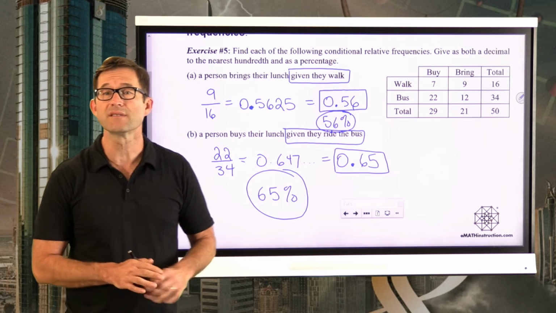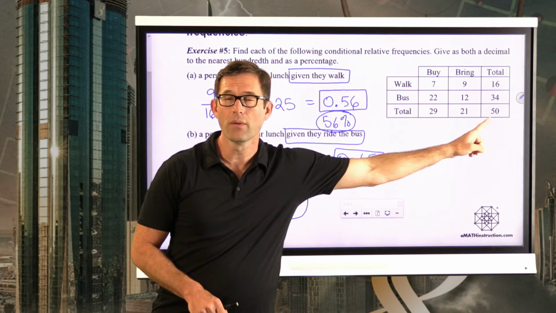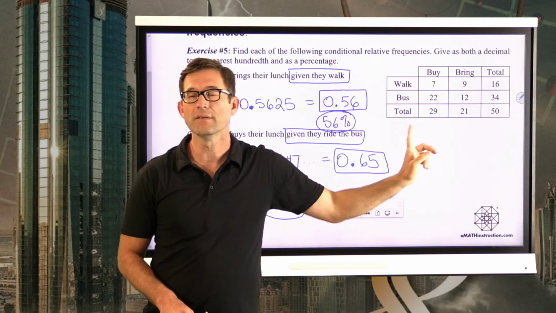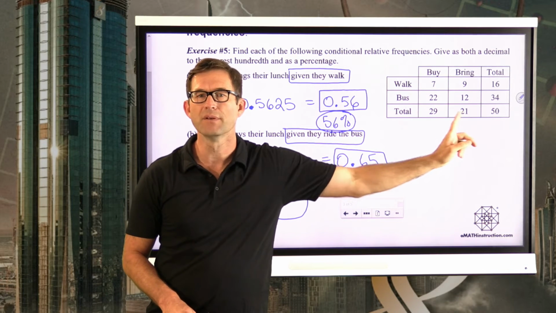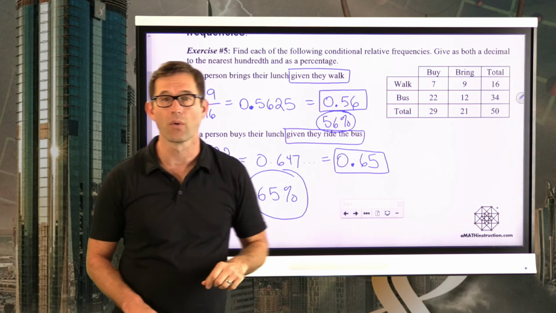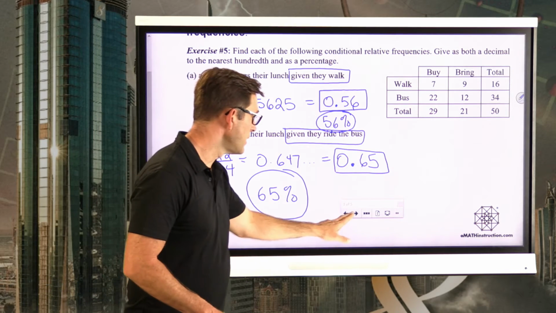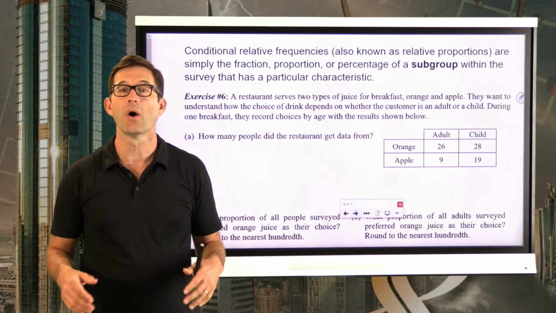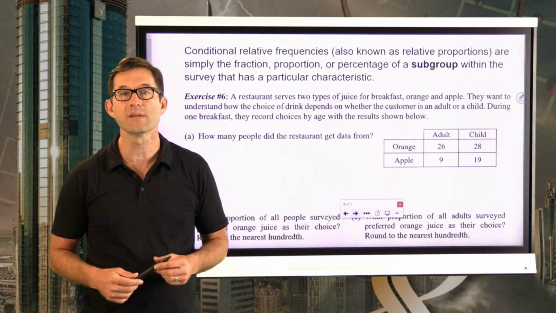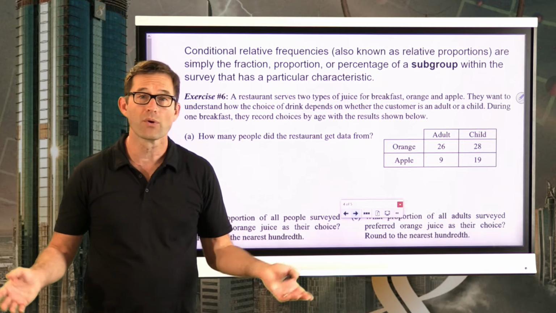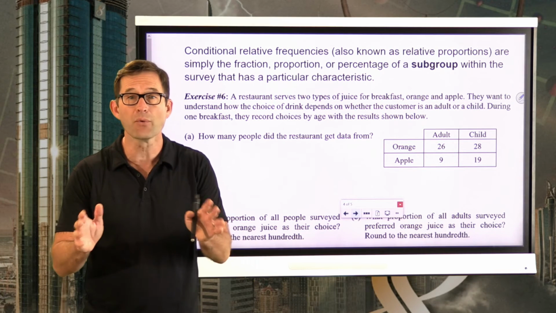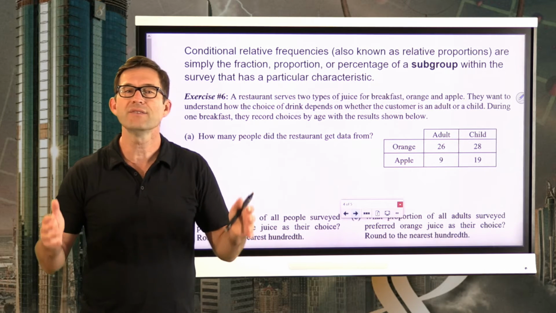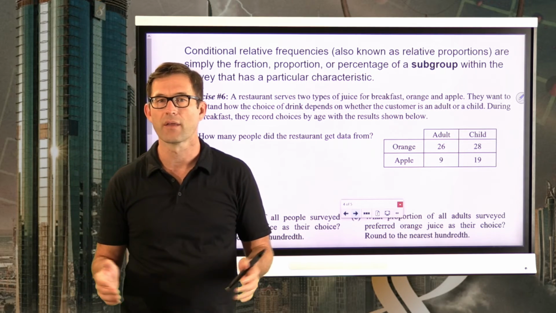A conditional relative frequency is very similar to a relative frequency. The difference is, instead of dividing by the total, we're either going to be dividing by a row total, and sometimes, less likely, dividing by a column total. Conditional relative frequencies, also known as relative proportions, are simply the fraction, proportion, or percentage of a subgroup within the survey that has a particular characteristic. You just have to be careful about the wording.